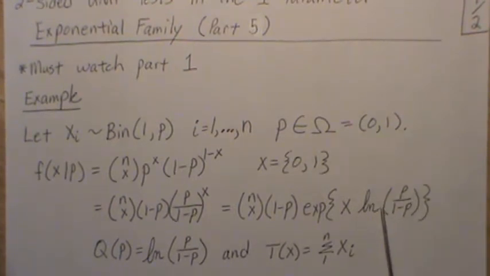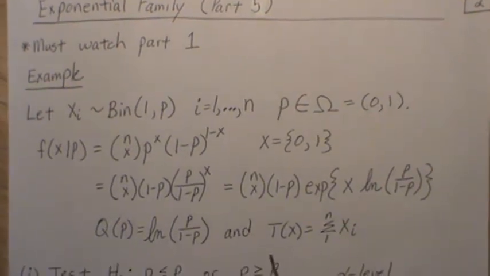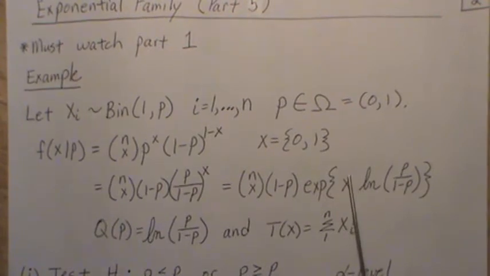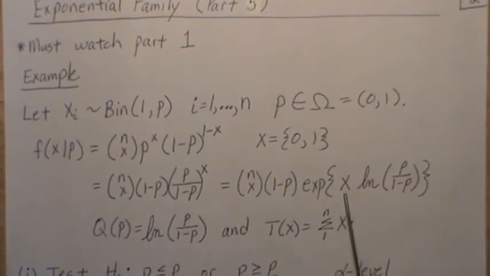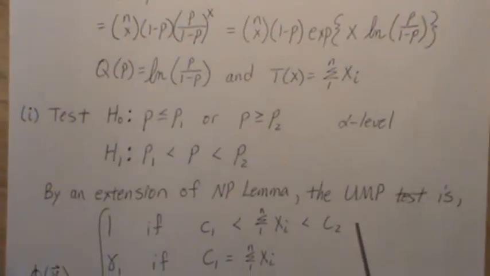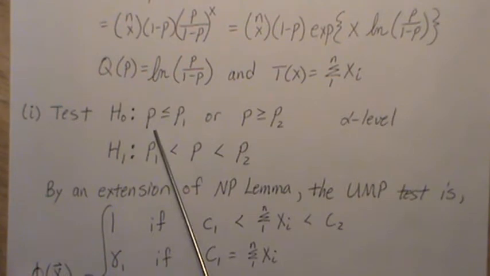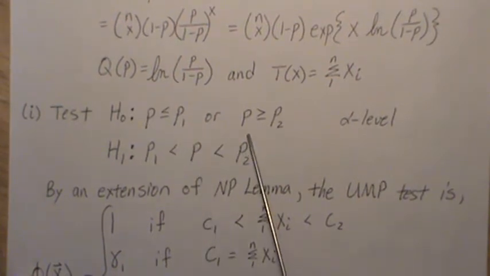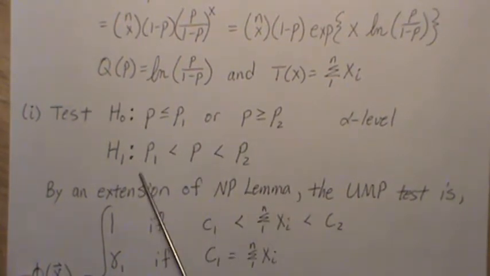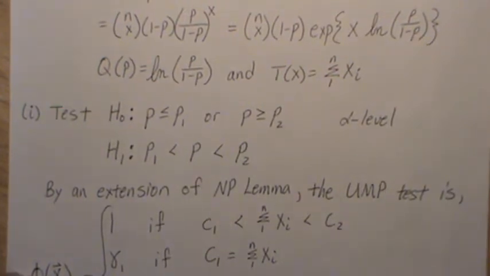And this is what we call q, and it is a strictly increasing function in the parameter p. Our test statistic ends up being the sum of this x right here, so it's the sum of the x's. And then the test that we want to test, the two-sided test, the null hypothesis, is p less than p1 or p greater than p2. And the alternative is p in between those. And this is for an alpha level test.